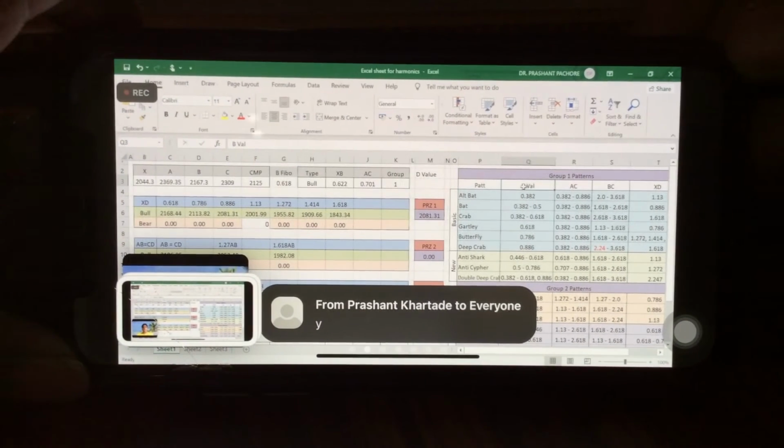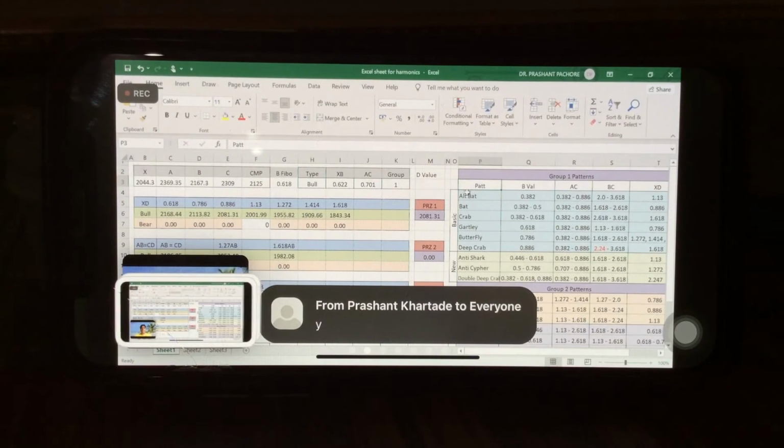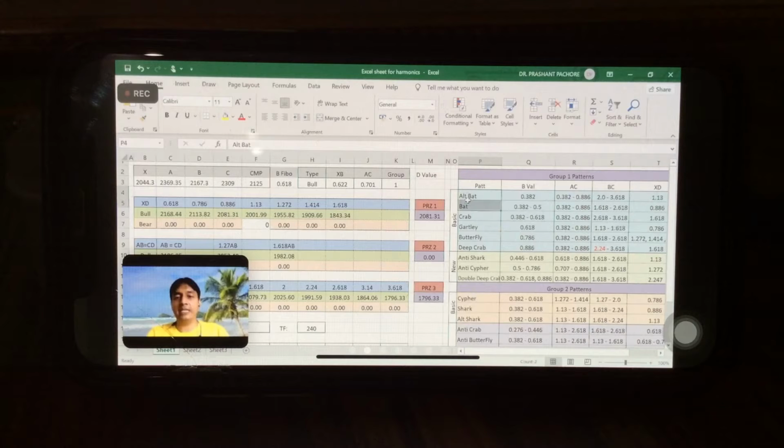So what is written here? These are the pattern names. Which are the group 1 patterns? Alternate bat, crab, gartley, butterfly and deep crab. These are the other advanced patterns, but I also personally don't use them. So I use only these 6 patterns mostly. And these are the group 2 patterns: cypher, shark, alternate shark. These are the other patterns available, but I use only these 6 patterns most of the time.